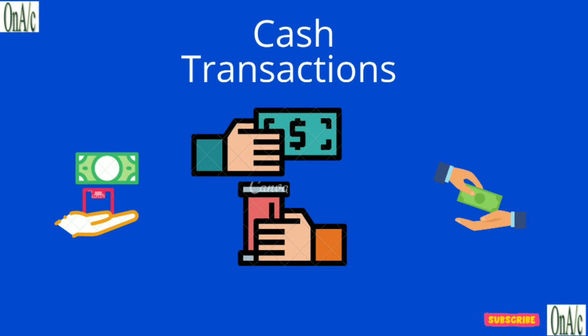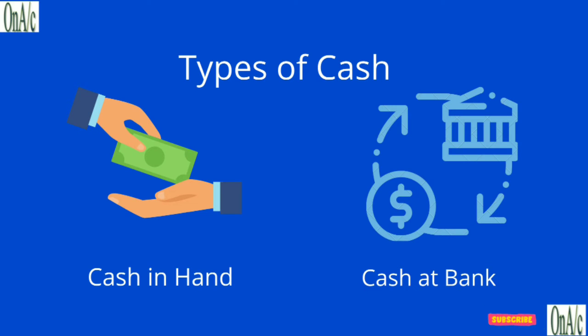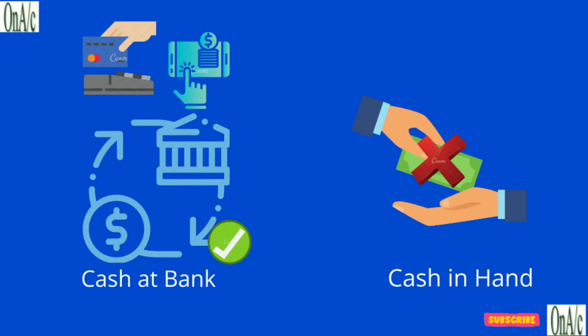To call a transaction a cash transaction, payment should be made or received immediately in cash. Many people get confused that a credit card transaction is not a cash transaction, but actually it is. In books of accounts, there are two types of cash: cash in hand and cash at bank. So, when a person swipes the card or does an e-transfer, you receive money immediately in your bank account, even though not in your hand. That is, you have cash at your bank.